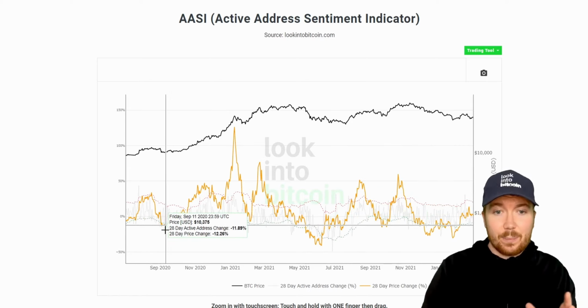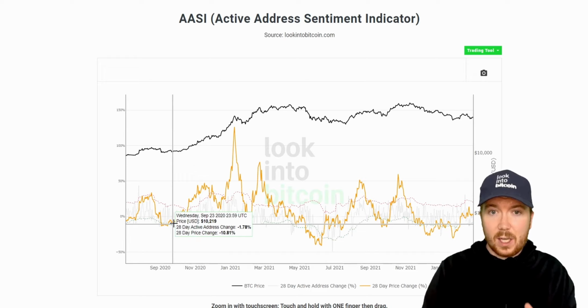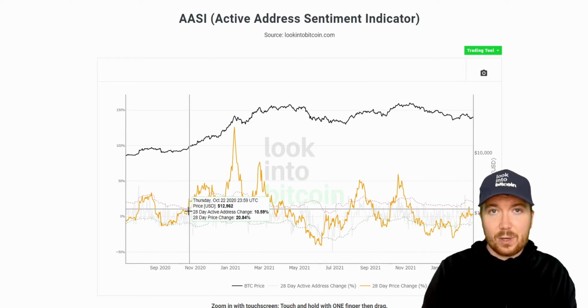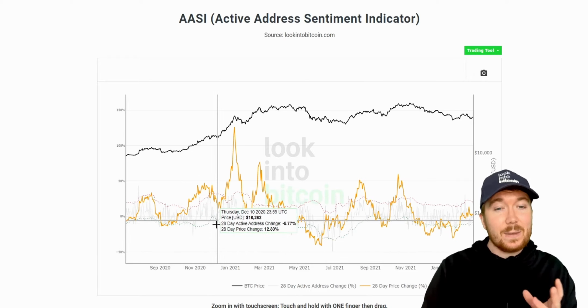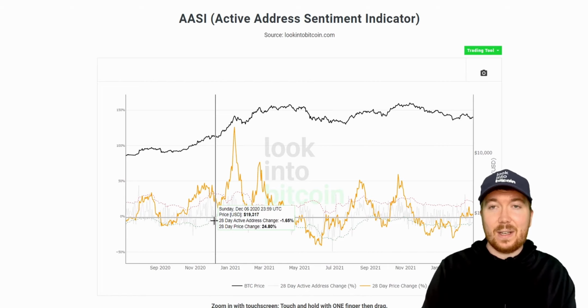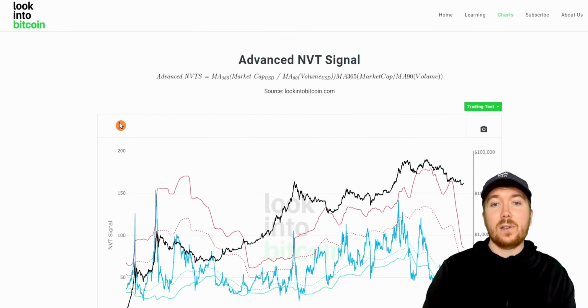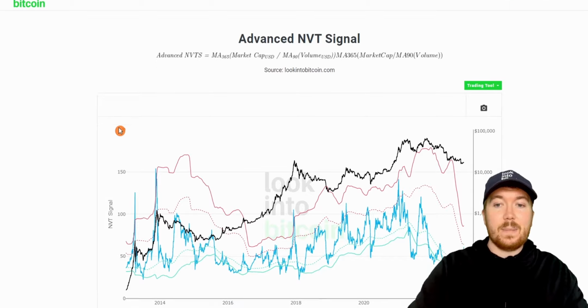So if you were, for example, longing as Bitcoin crossed above this lower green band and taking profit as it crossed back beneath this red band, this would have been a fairly profitable trading strategy. Especially if you implemented this alongside something like the advanced NVT signal, which also gives fairly frequent signals for more short to medium term trading.